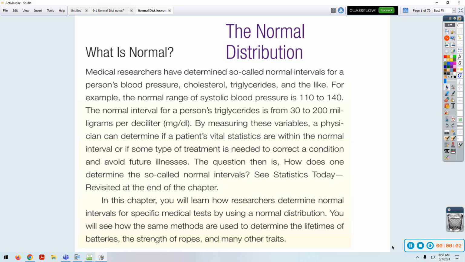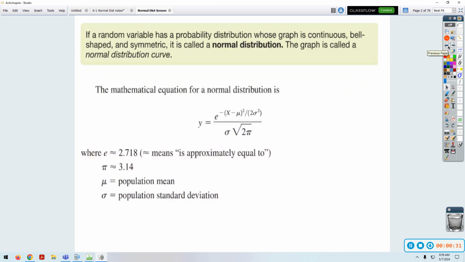Hello, this is the intro for Chapter 6, Section 1 on the normal distribution. While I do urge you to look at the textbook and read the first couple paragraphs, what we're looking at doing is understanding what a normal distribution looks like and what all the values represent. So let's go into the equation.